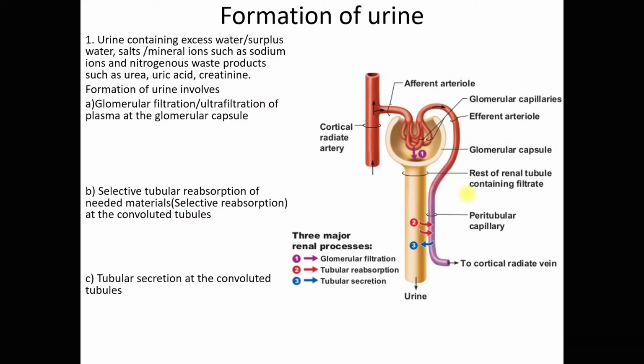So today we are going to discuss the formation of urine. As we have known, the formation of urine occurs at the nephron, which is in the kidney. Now, what is urine? Urine is a liquid that contains excess water, or surplus of water, salts or mineral ions such as sodium ions, as well as nitrogenous waste products such as urea, uric acid, and creatinine.